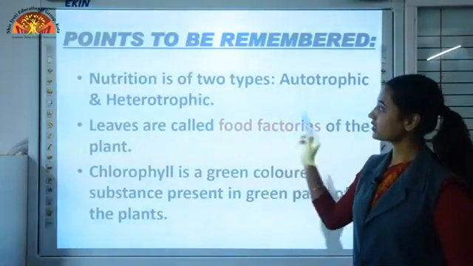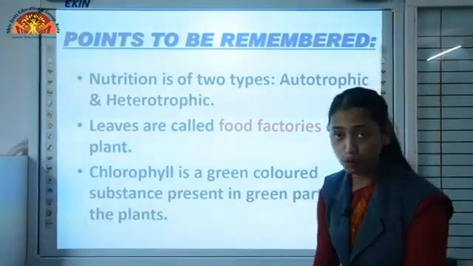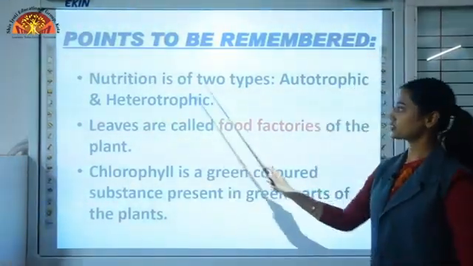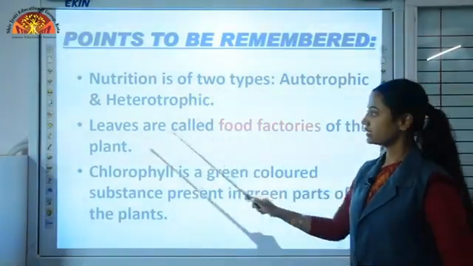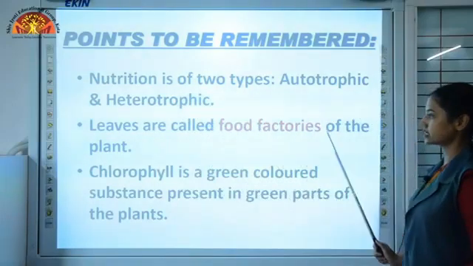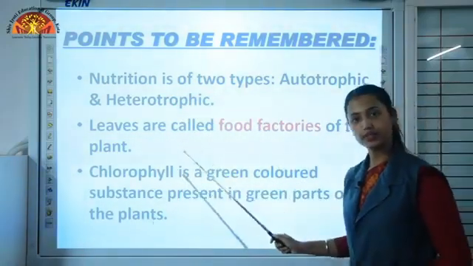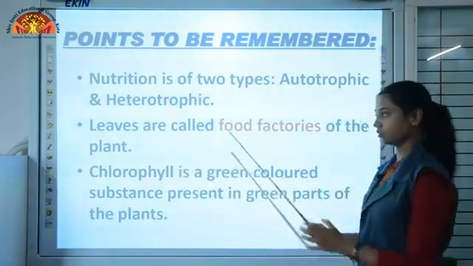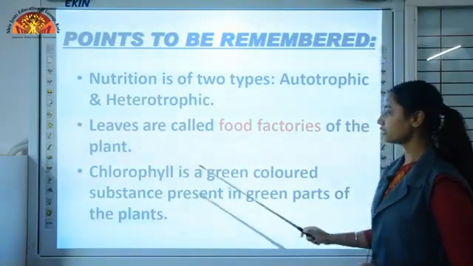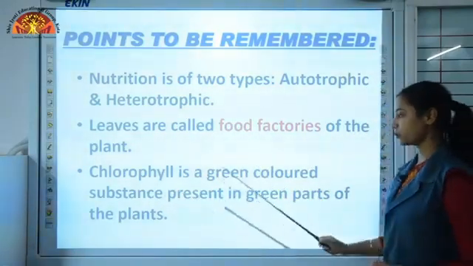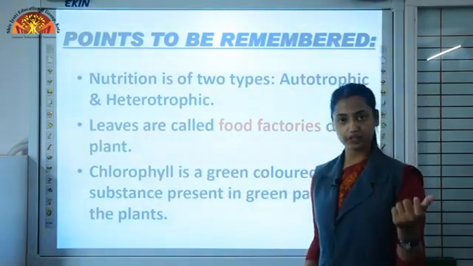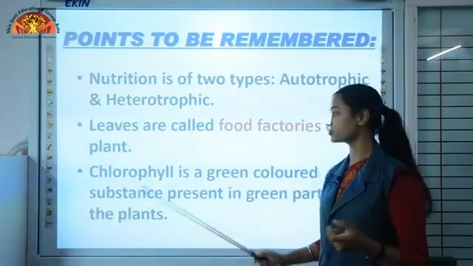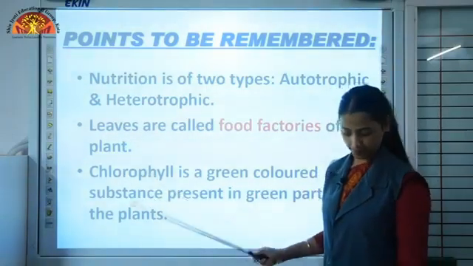Okay, now these are some important points. Nutrition is of two types, autotrophic and heterotrophic nutrition. Leaves are called food factories of the plant. Why? Because they manufacture food. Then chlorophyll is a green colored substance present in green parts of the plants. We see green leaves, and that green pigment is due to the presence of chlorophyll.